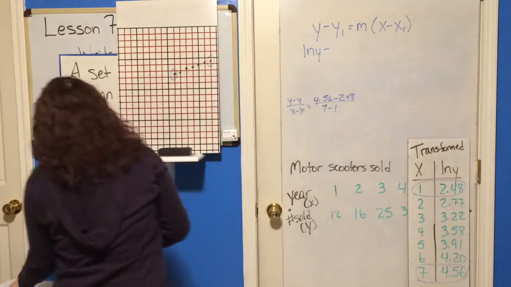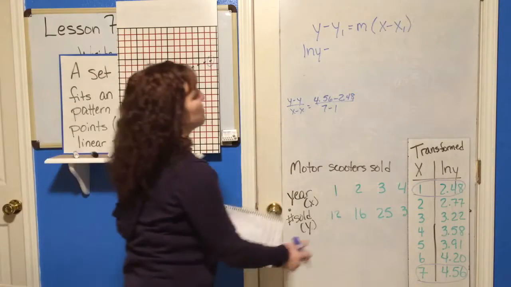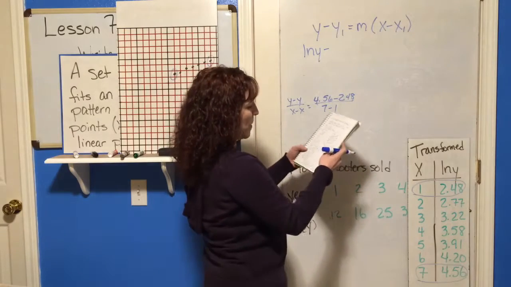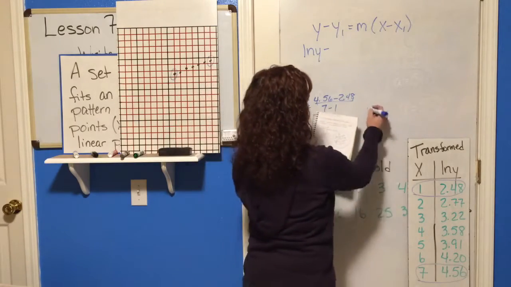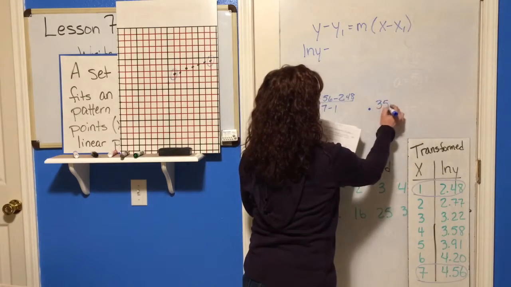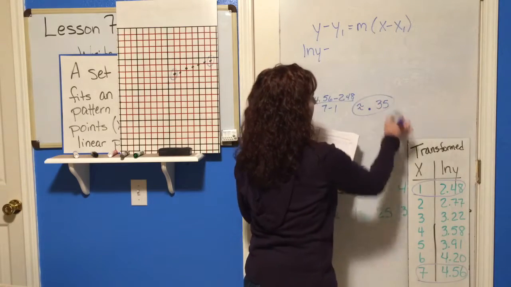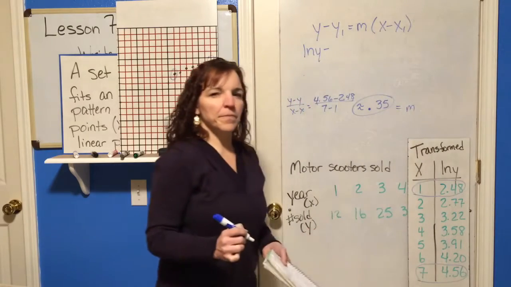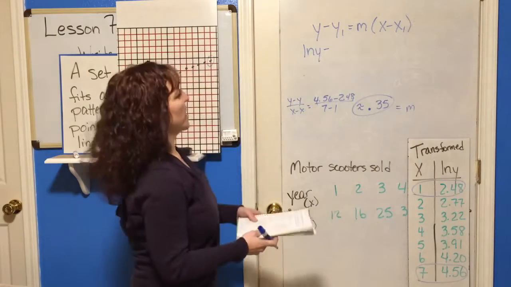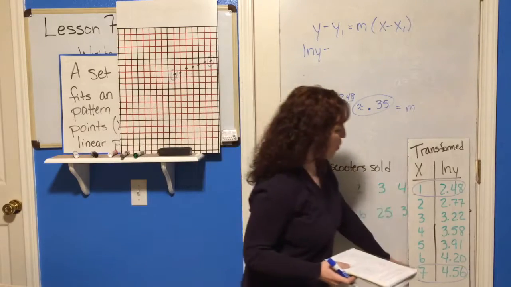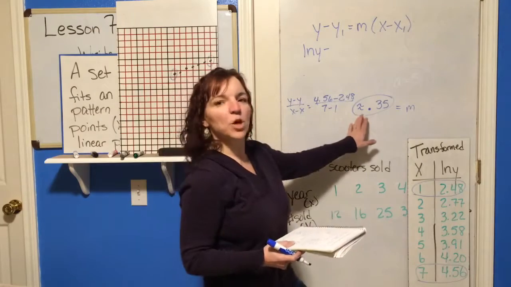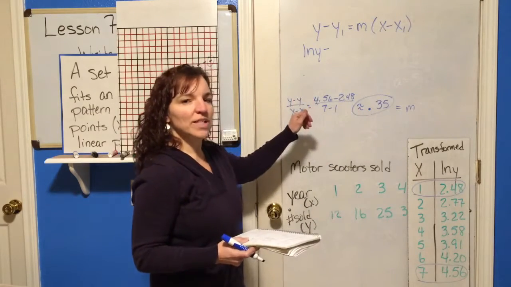And when I did that, I already did that, so if you want to pause and finish that, subtract that using your calculator and divide by 6, you should end up with roughly 0.35. And so that's going to be your slope. Do you see where I got that? Okay, so I got that from these 2 points. I used those 2 points to find the slope, the y minus y over the x minus x.